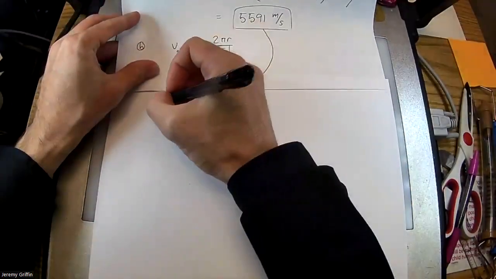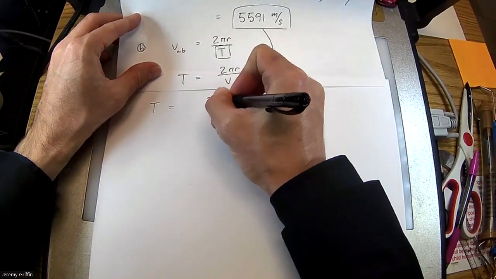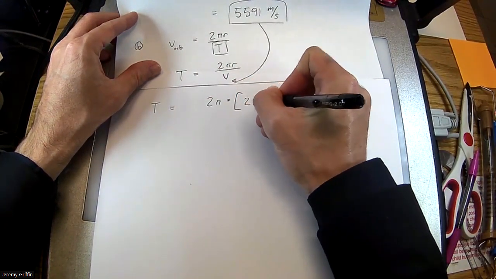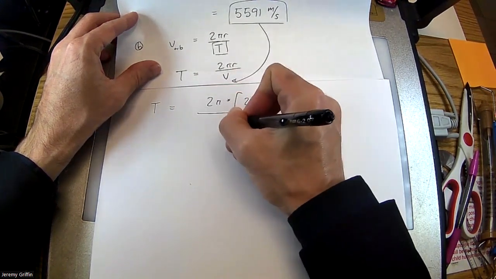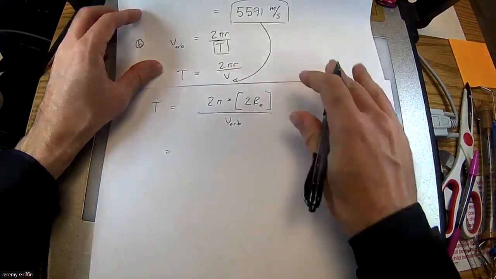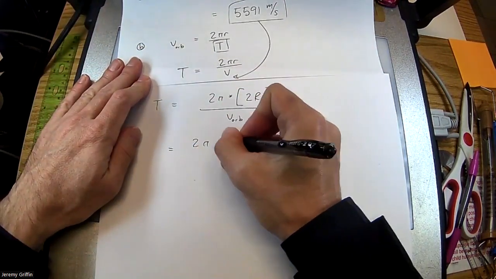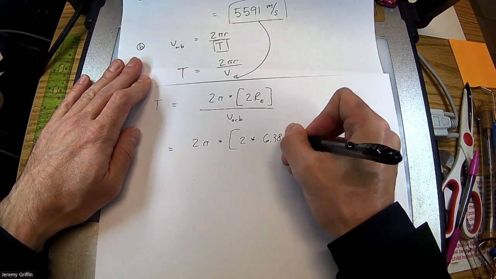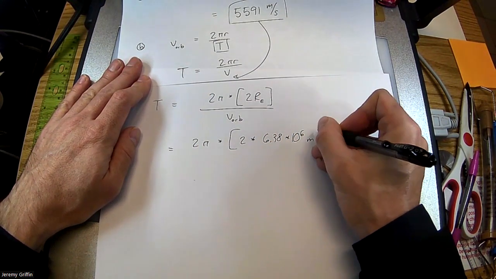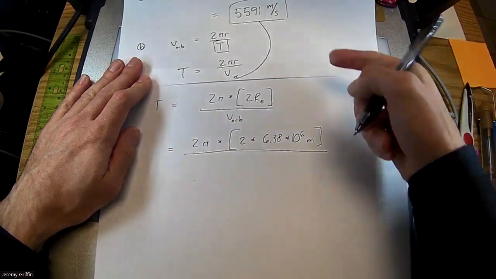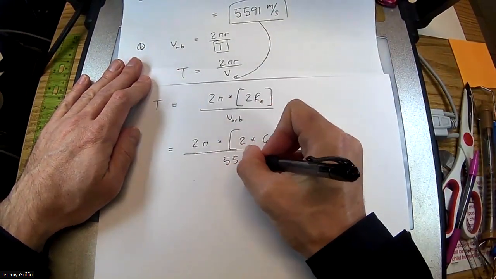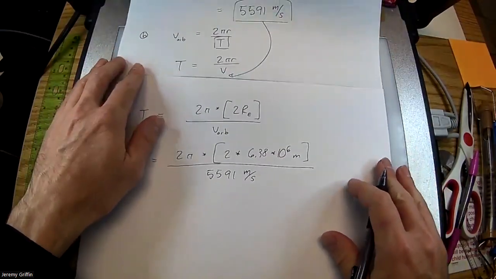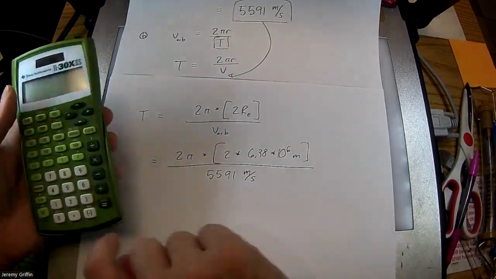So let's put that all together. Time period is 2 pi times, and for the radial location, I'll go 2 times the radius of Earth, divided by the orbital speed at that location. And then we'll plug in some numbers. Good calculator practice right here. 2 times 6.38 times 10 to the 6 meters, and we came up with 5591 meters per second it's going at. So while you're writing that down, punch that in your calculator.